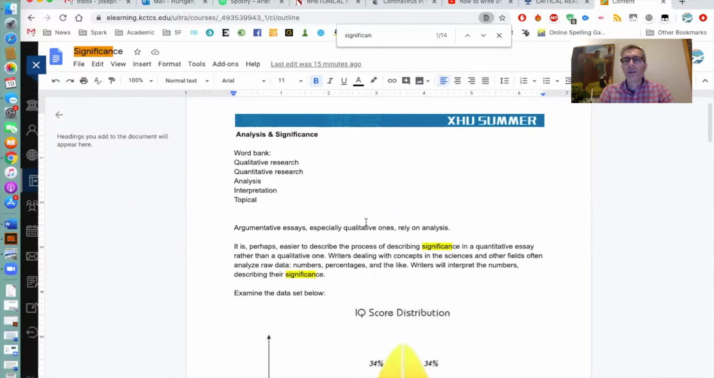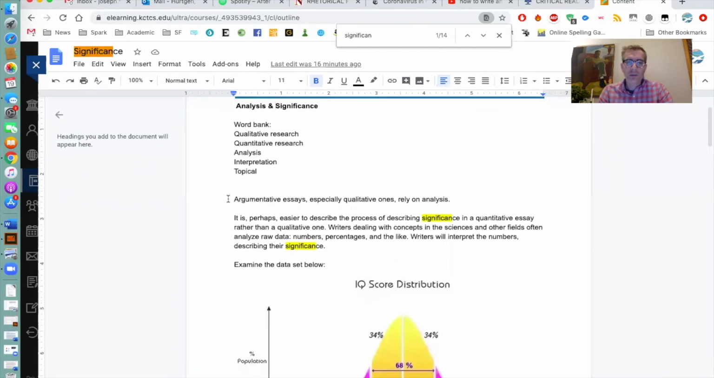Discovering what is the significance of what I've read, or what's the significance of this information I've looked at, so that you can make claims, or so that you can come up with original ideas. So some words that we're going to look at through the rest of the lesson include qualitative research and quantitative research, analysis, interpretation, and topical.